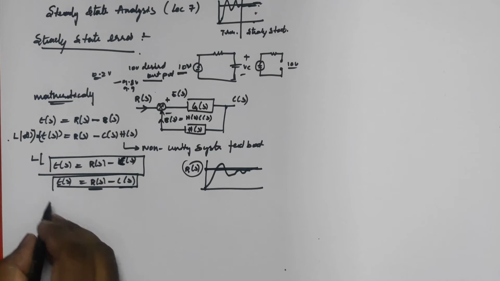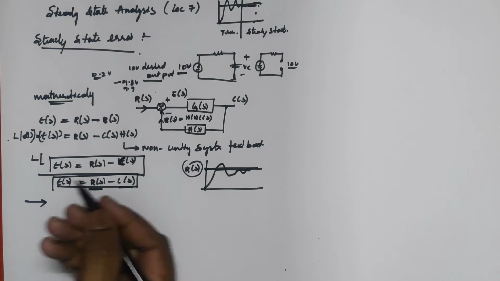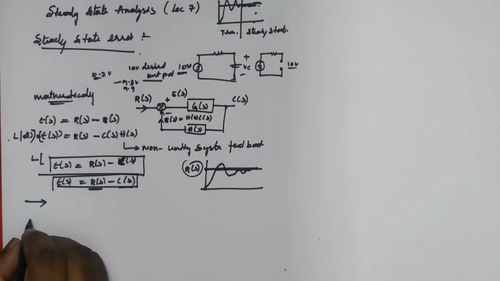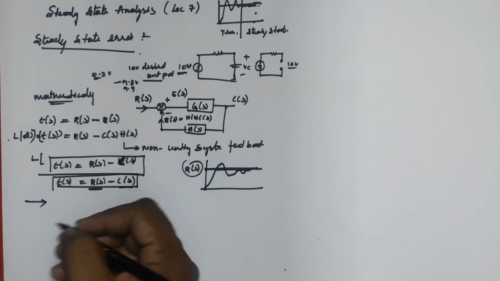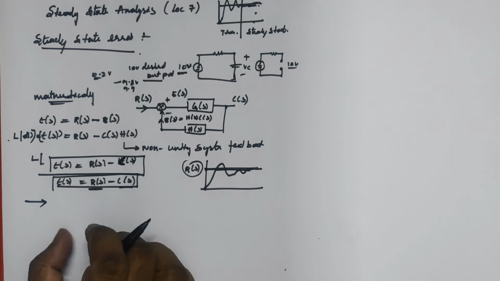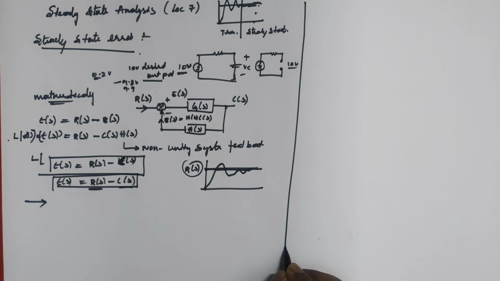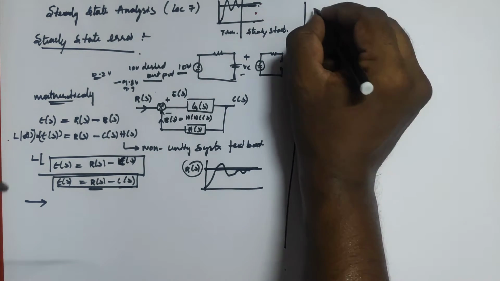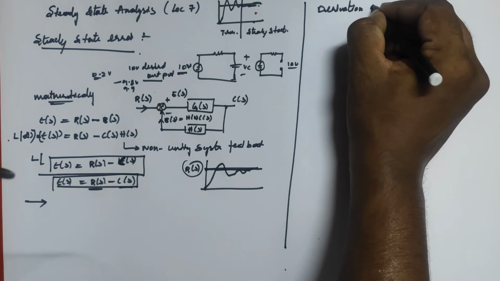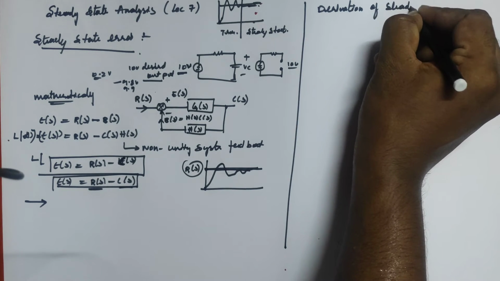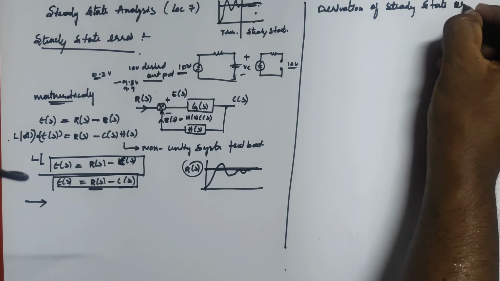Now coming to the derivation part of this steady state error. What does the derivation mean? We did this in a steady state format, but in response terms, for a different input, we need the derivation of steady state error.